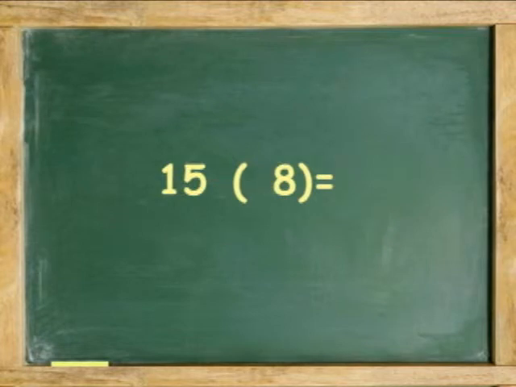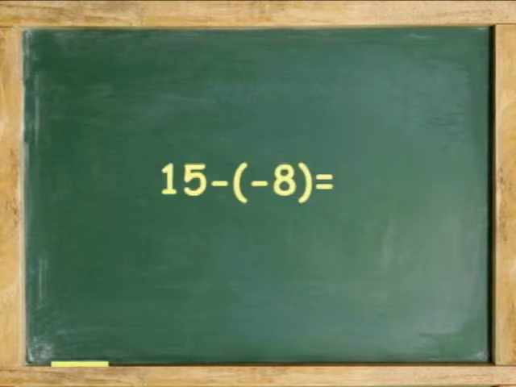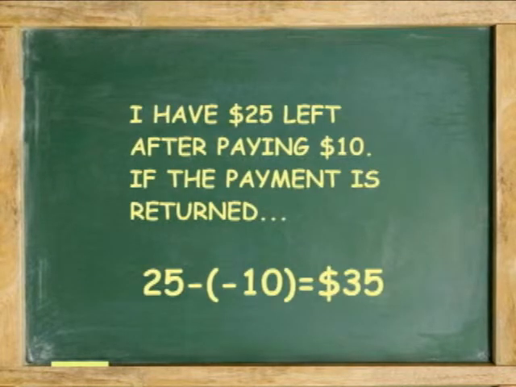a positive number. For example, I have $15 in my pockets and take away 8 to buy lunch. Positive 15 minus positive 8 equals $7 left. Now let's try taking away a negative number. For example, I have $25 left after paying $10. If the payment is returned, 25 minus negative 10 equals 35.